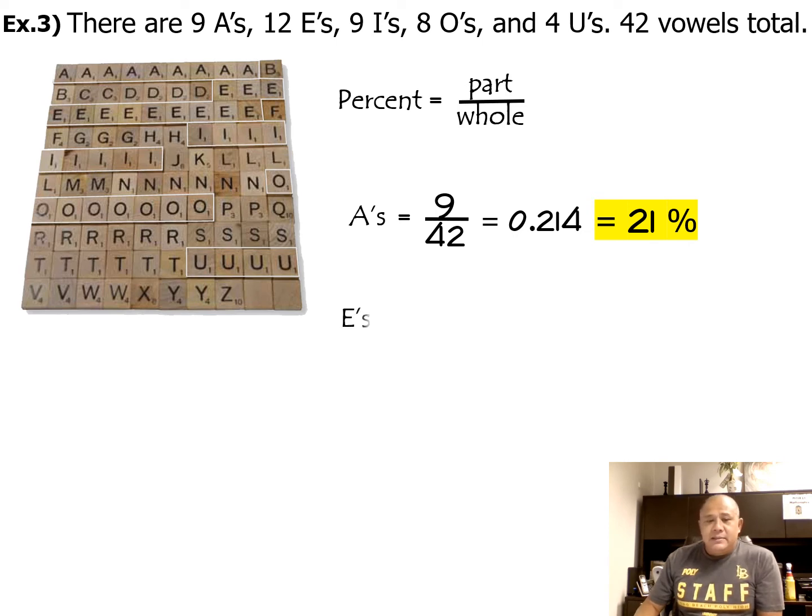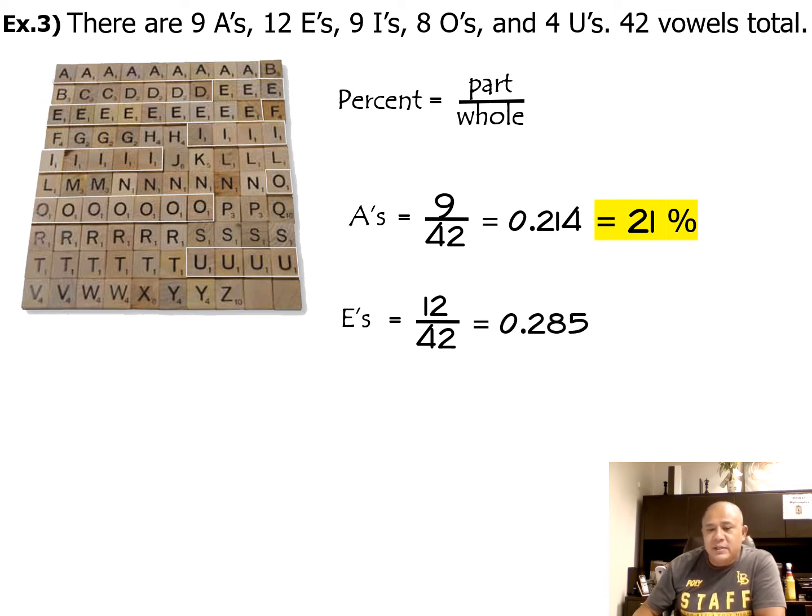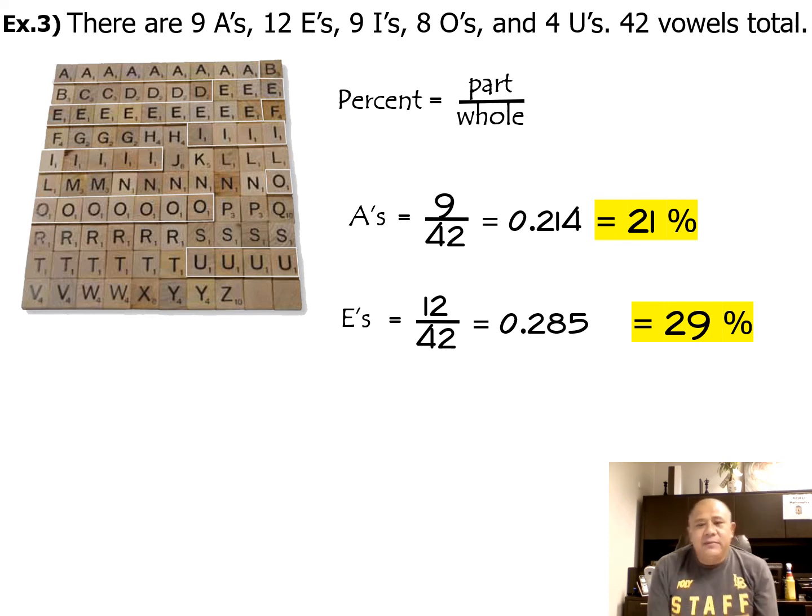Let's take a look at E's. How many E's are there? Well, if you take a look, there are 12 E's. 12 out of 42. Which is, if you take 12 divided by 42, you get 0.285. Let's round that off and turn it into a percentage. And what would that be? That's right. That's 29%. Okay, last but not least, I'm going to give you some time. Give me the amount of U's. So do that now. I'll give you some time.